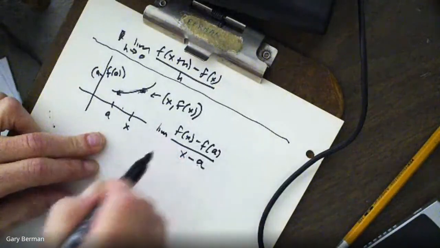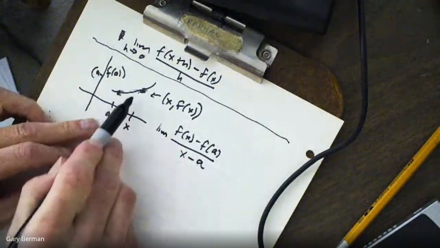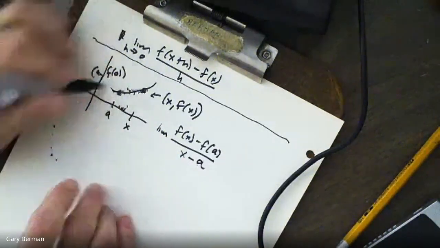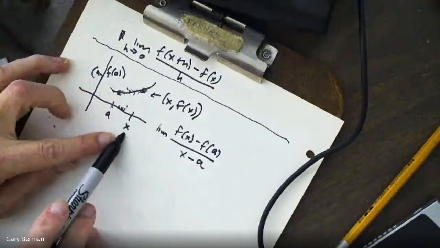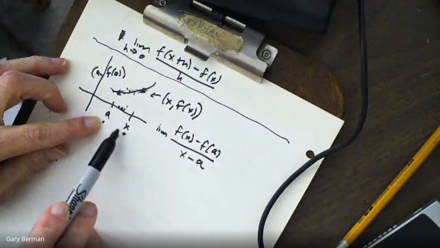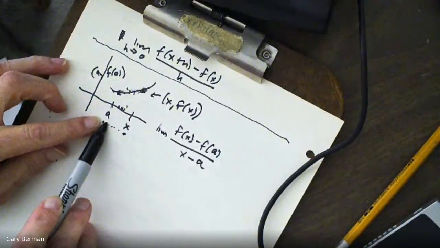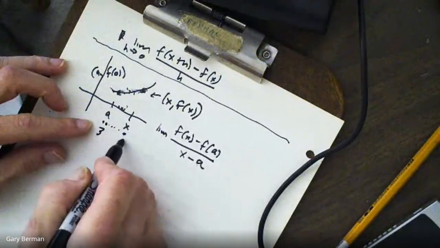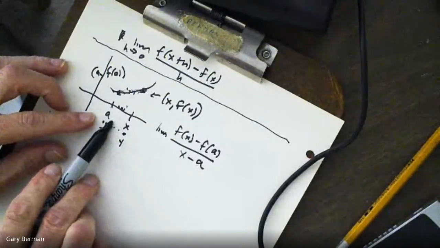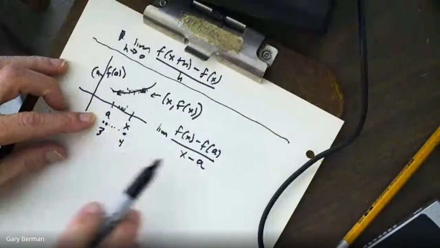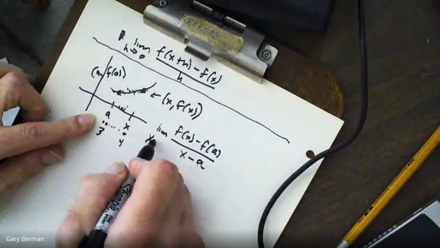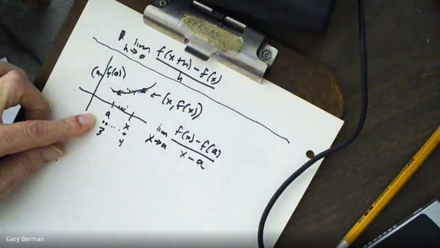And now we want to take points closer and closer to a. If you look at the graph, taking points closer and closer to a means we're letting this x value approach a. This x is going to get closer and closer to a. So if this a is 3 and the x is 4, we're going to move x down to say 3.5, then 3.1, then 3.01. So when you set it up this way, the limit we need is x approaching the point a.